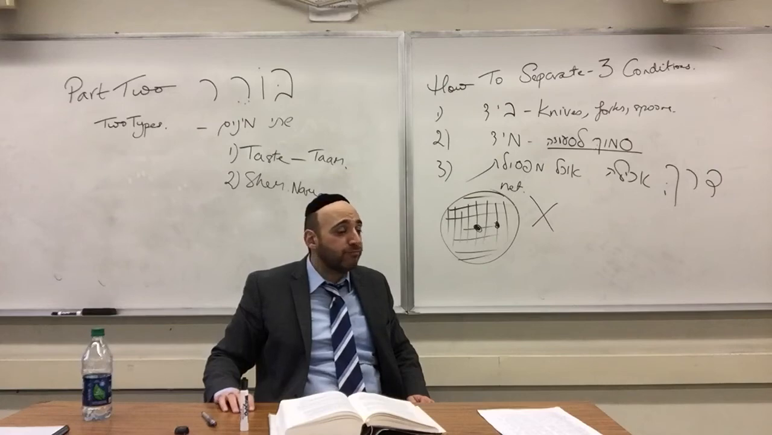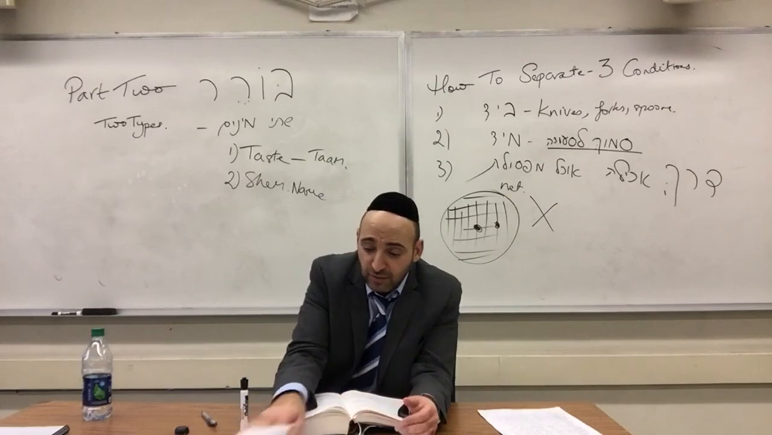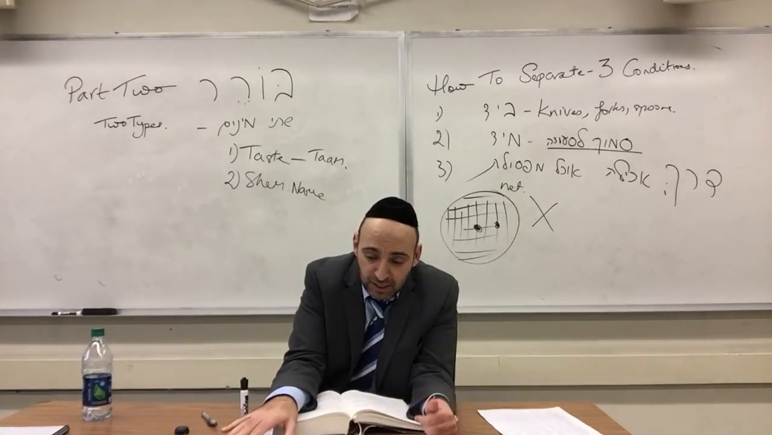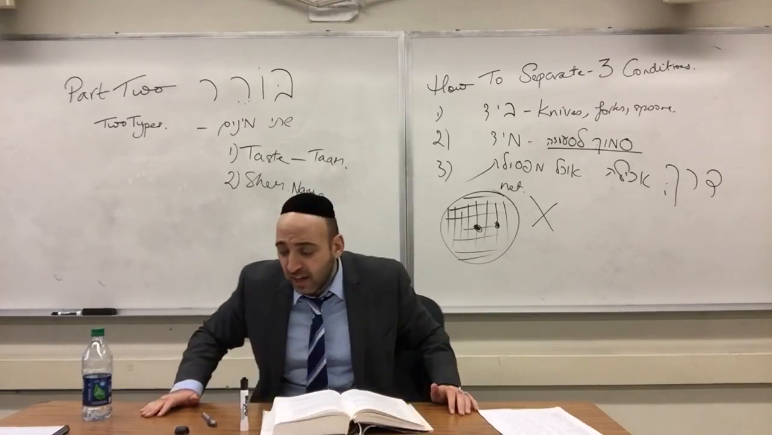Okay, we're done with Borer. I think we covered everything: peeling fruits, pits, seeds, bones in fish, the area itself. Okay, we'll do Tochen next class.